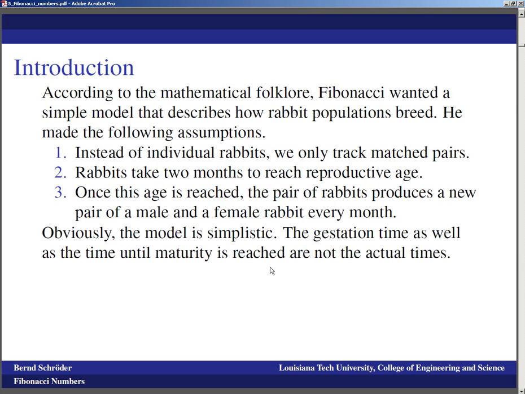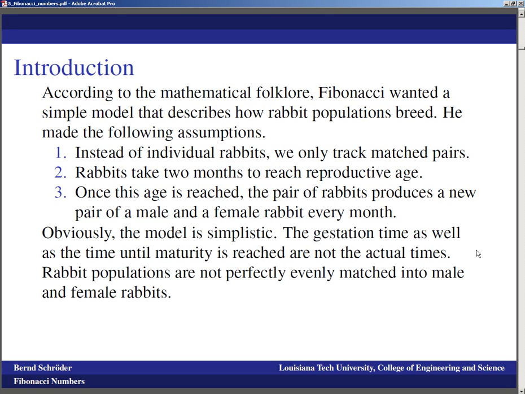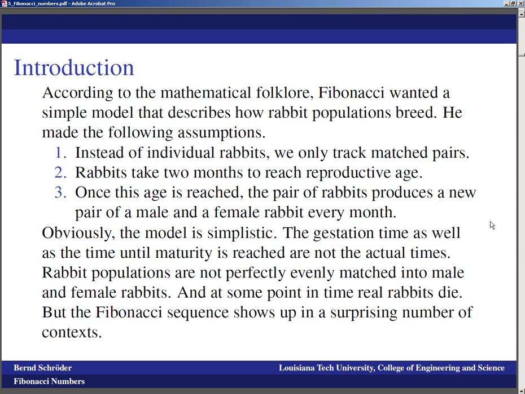So, obviously the model is simplistic. And so the times that we're using here are not the actual times. Rabbit populations are not perfectly evenly matched into male and female rabbits. And at some point in time, real rabbits also die, right? That's another thing that's not part of the model. But it turns out that the Fibonacci sequence shows up in a surprising number of real contexts, and so it is an important sequence, and this is the quickest way to motivate it.